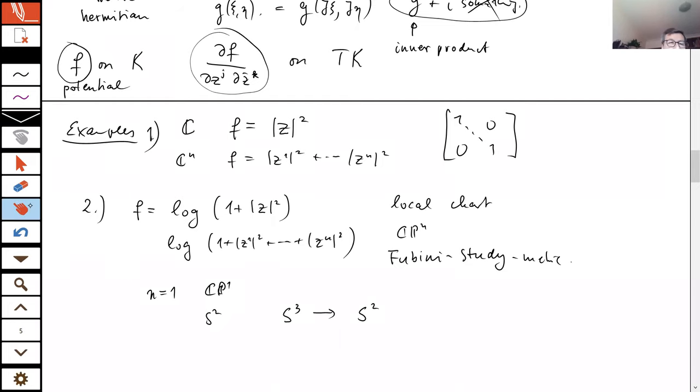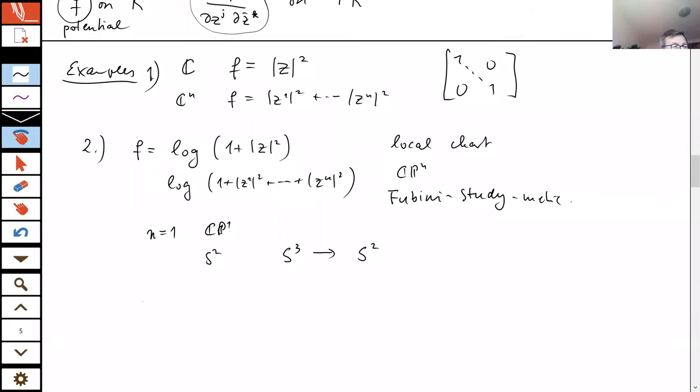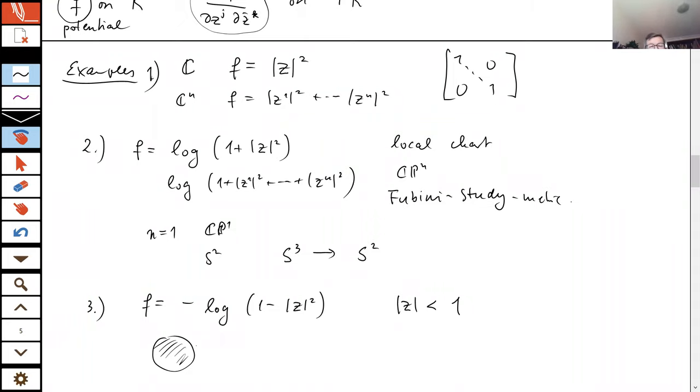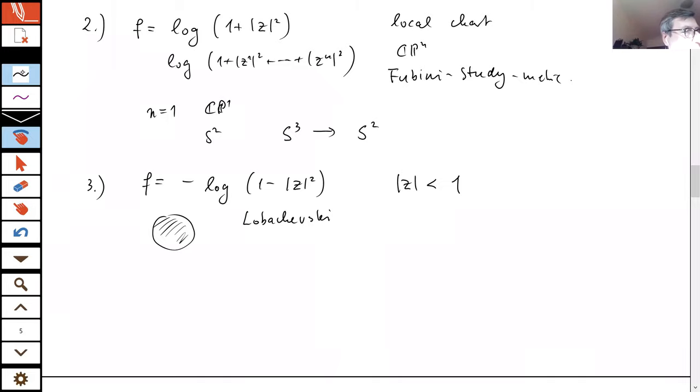That's our second example. And the third example looks very similar. Let F be minus the natural log of 1 minus Z squared. Obviously, this gives a positive definite metric only if the absolute value of Z is smaller than 1. So this lives on the unit disk, and it is the potential of the Lobachevsky metric. All of these three metrics are homogeneous and give us homogeneous Kähler manifolds, and over these manifolds we can produce the Sasaki manifolds.